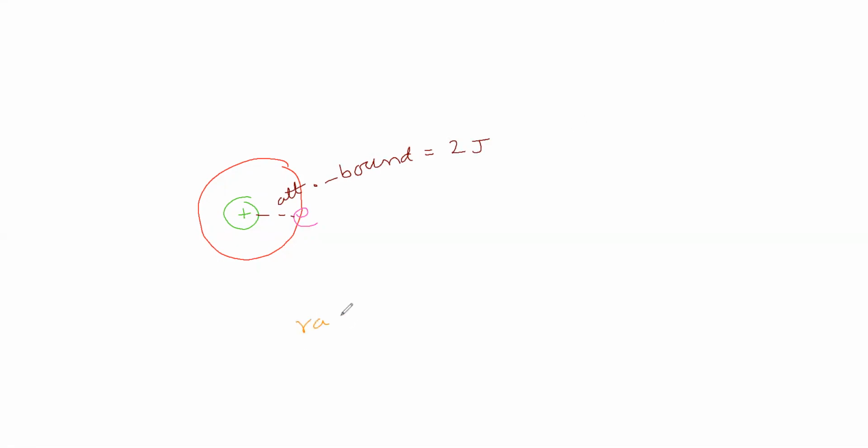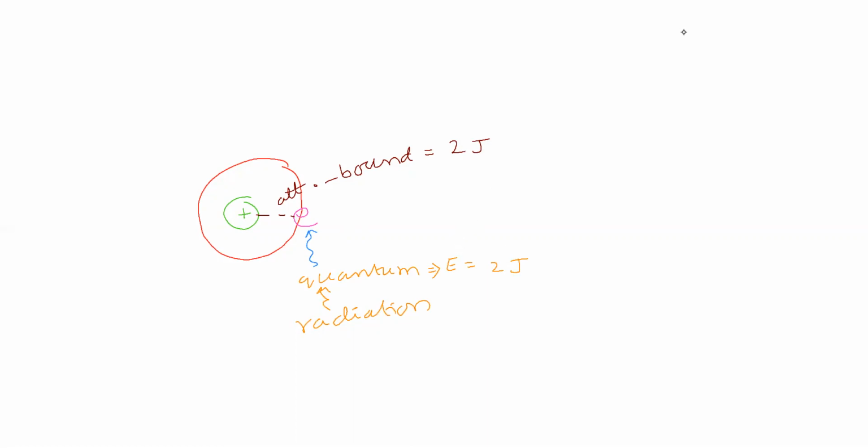This metal atom is exposed to radiation. Radiation is falling over this metal atom, and radiation consists of quanta. This quantum has energy. For understanding, we are considering that this energy is equal to 2 joule. Now this quantum falls exactly over this electron, and this electron absorbs this quantum. So this electron has got this much energy.